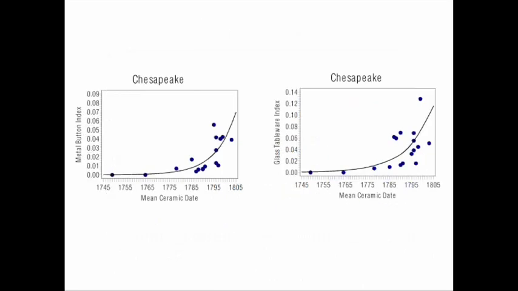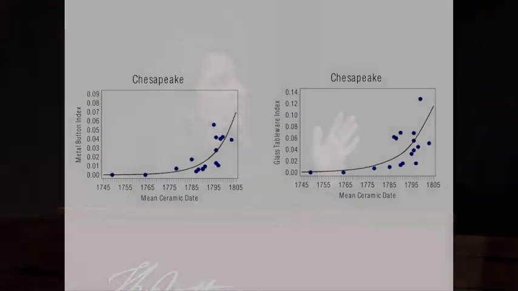The same thing is true for metal buttons, another costly item that we know enslaved individuals purchased in stores and in markets, as well as leaded glass tablewares on the right-hand side. So what's causing these very fast spikes in consumption, the acquisition and discard of these goods? Well, we've got a couple of hypotheses.